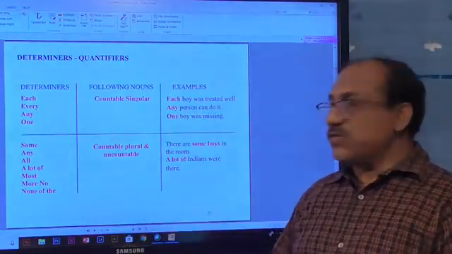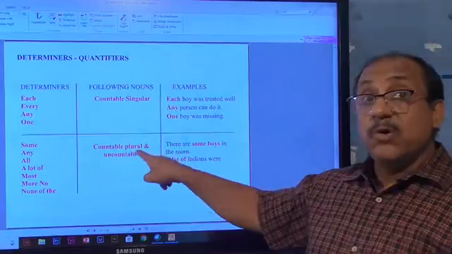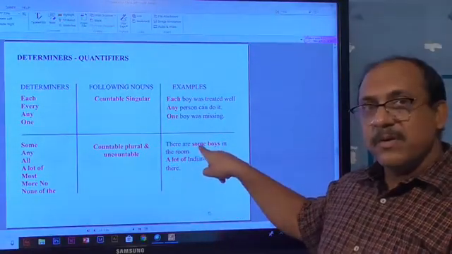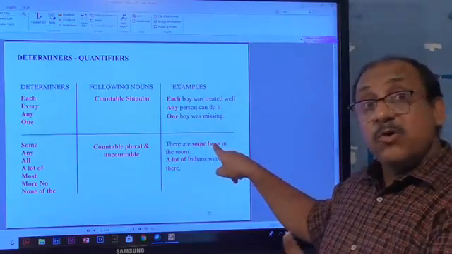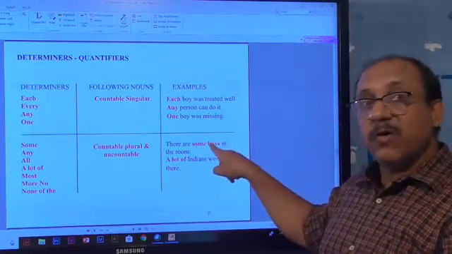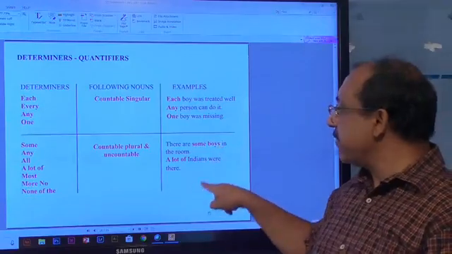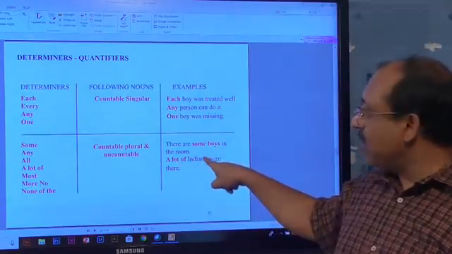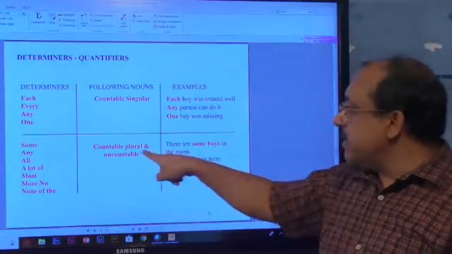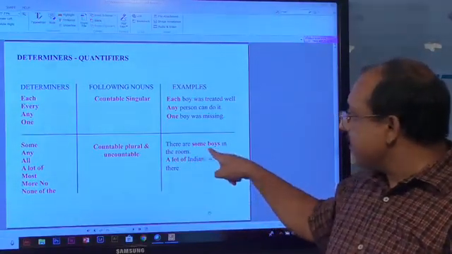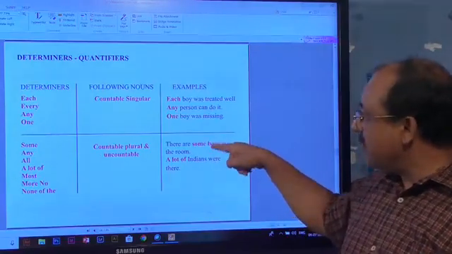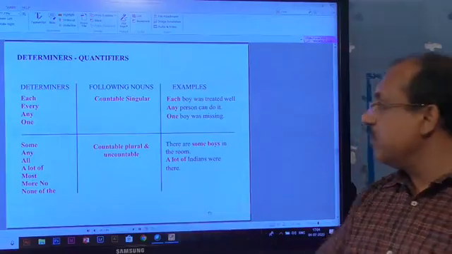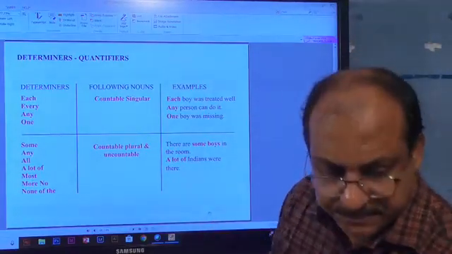These have a different use. They are used with countable plural nouns. You see here plural, boys. So some will go with plural form. Some boys. A lot of Indians. It is countable. Here it is countable and here it is also countable. So some boys, a lot of Indians. So this is how these words are used.